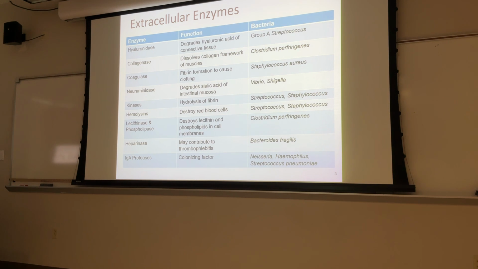Hemolysins cause hemolysis, lysing red blood cells. They tend to be pore-forming proteins that insert into the red blood cells. Strep and staph make hemolysins in general. Lecithinase and phospholipases are going to break down phospholipids to open up cell membranes. Clostridium perfringens does that too.